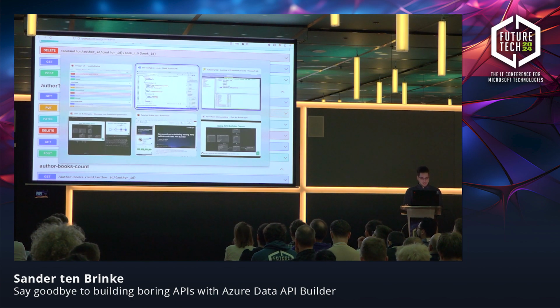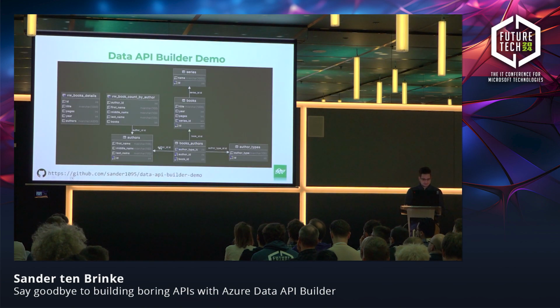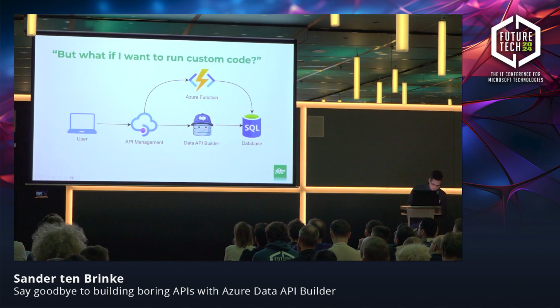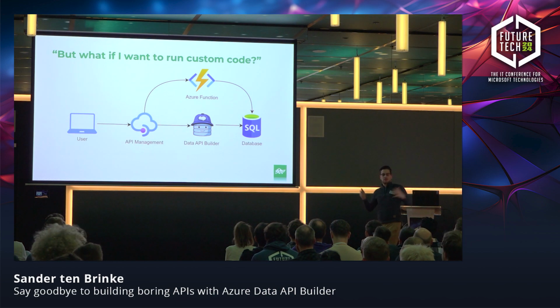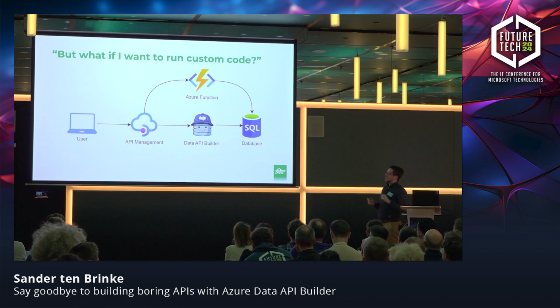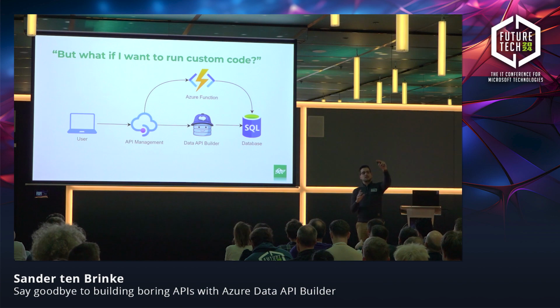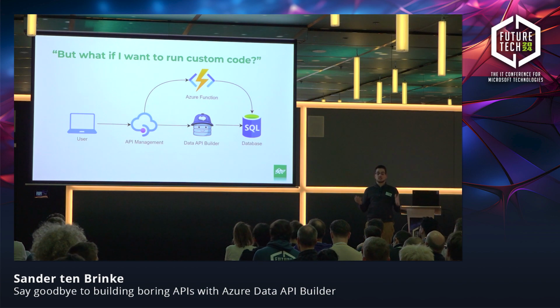Okay, so let's move on to the next bit. I've shown you everything. What if I want to run custom code? I want to go through a couple of scenarios where you're like, huh, this looks neat, but what if I want to run custom code? What if I want to do this or that? Currently, Data API Builder does not support extending it with custom functions. It would be great. I asked about it. They said they were thinking about adding something like this, but currently it does not support it.